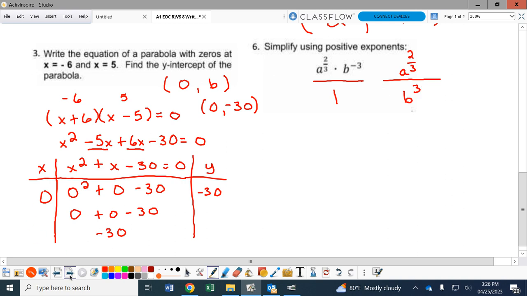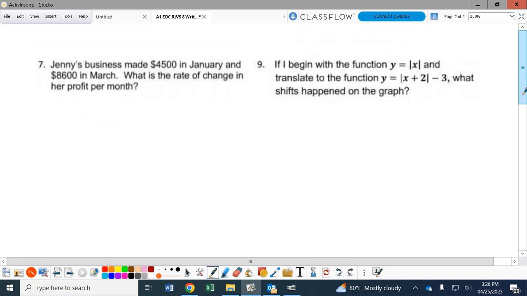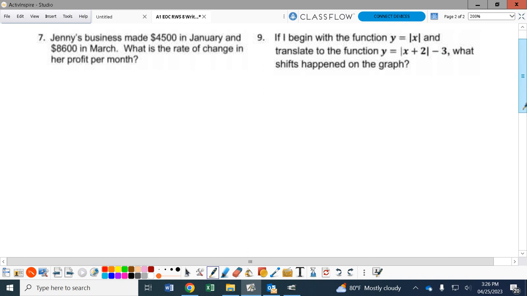Here we go. Problem number 7. Problem number 7 said Jenny's business made $4,500 in January and $8,600 in March. Guys, listen to me. This is a rate of change problem. It says, what is the rate of change in her profit per month? So this is a problem that is looking for slope. Rate of change is just another word for slope.